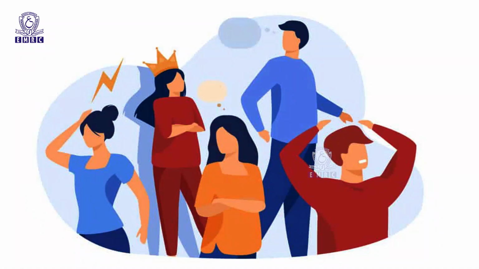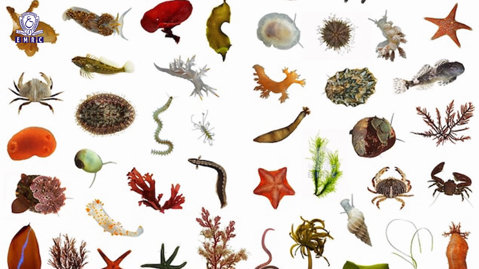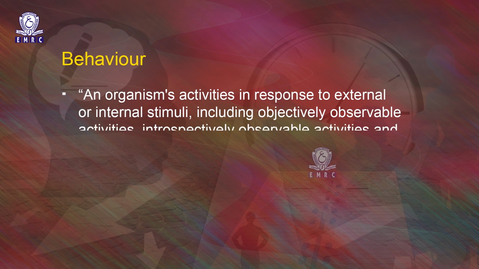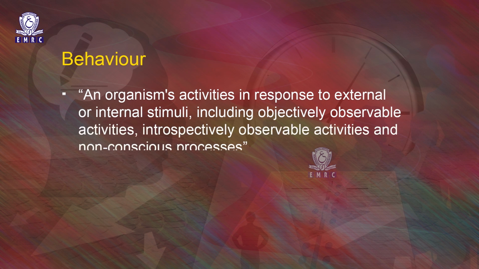Let us first understand what is behavior. Behavior is the actions that an organism uses to adjust to and live within its environment. An organism's activities in response to external or internal stimuli, including objectively observable activities, introspectively observable activities, and non-conscious processes, is known as behavior. The above two definitions provide us an idea of what is behavior. It is an activity which can be observed, recorded, and measured.